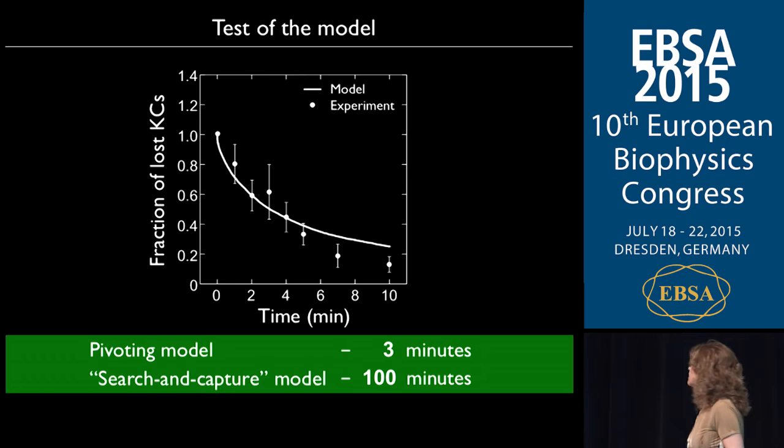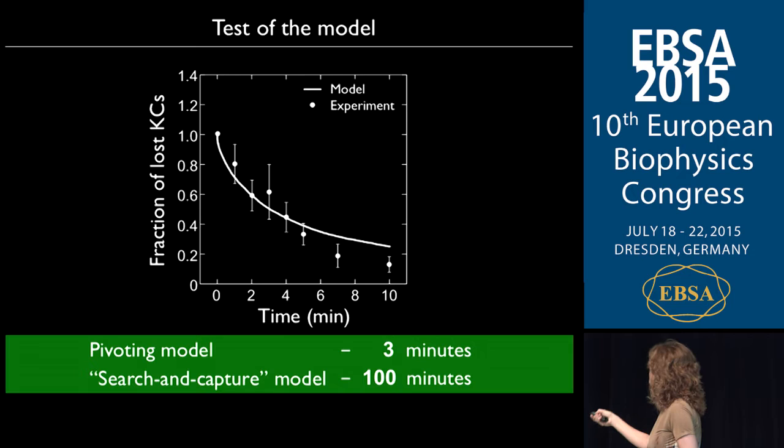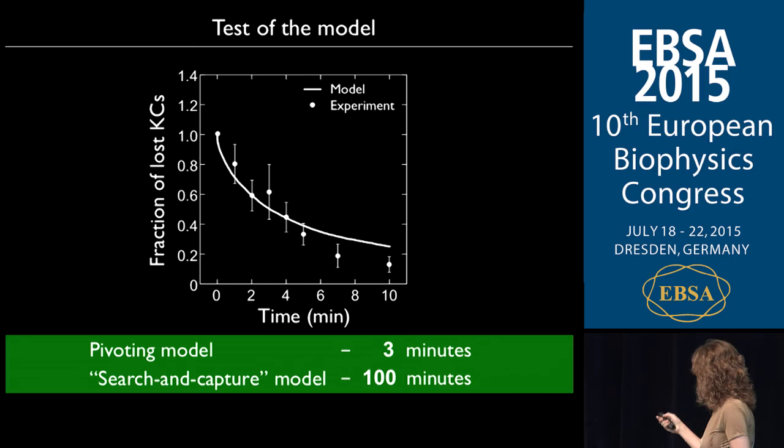And now it's interesting to compare our model that includes the pivoting motion of the microtubules with the original search and capture model. This model that doesn't have pivoting but just growth and shrinkage, it would take 100 minutes to capture the kinetochores in this system without pivoting. So pivoting increases the capture rate by a factor of 30.